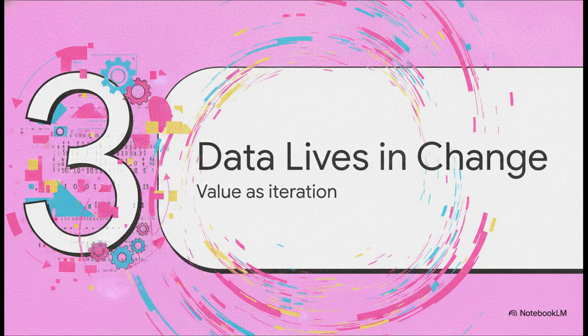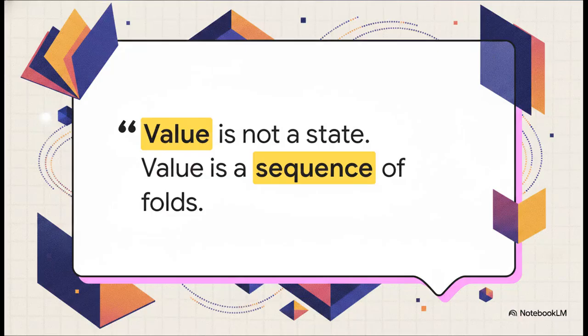Which brings us to part 3. Data lives in the change. I want you to consider this profound shift in how we think about this. Value is not a state. Value is a sequence of folds. In traditional thinking, we usually look at the final 256-bit hash digest as the fundamental value of the message. But the physical reality of this computation is that the final digest is really just the last page number of a very long book. The actual value resides entirely in the iteration, the highly specific sequence of pages that were flipped to get to that final coordinate.